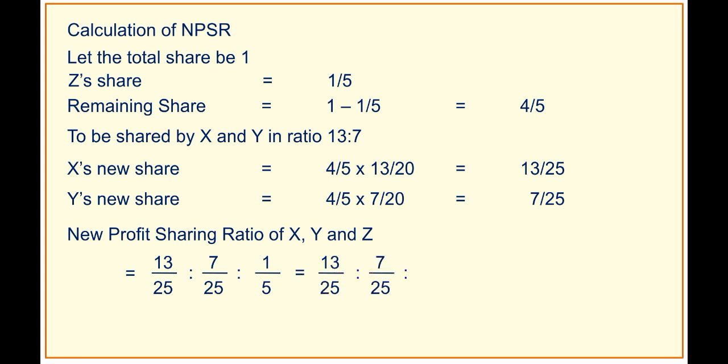Now to make the denominator 25, we need to multiply 5 by 5. So 5 fives are 25, and 1 five is 5. So it comes to 5 by 25. Then we will remove all the denominators as they are the same. So the new profit sharing ratio of X, Y and Z will be 13 is to 7 is to 5. Done. Now let's come to our journal entry.